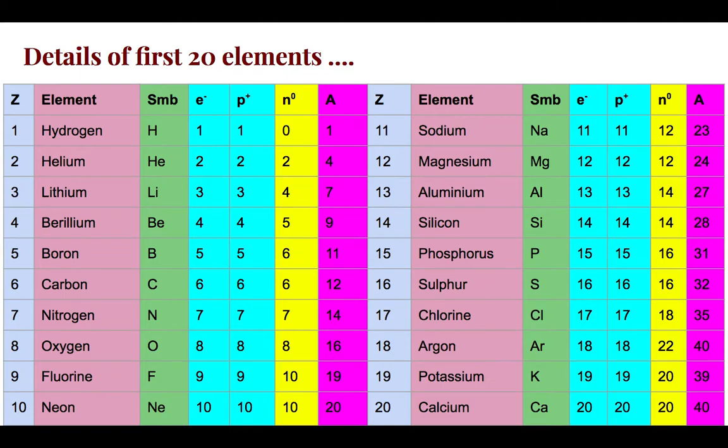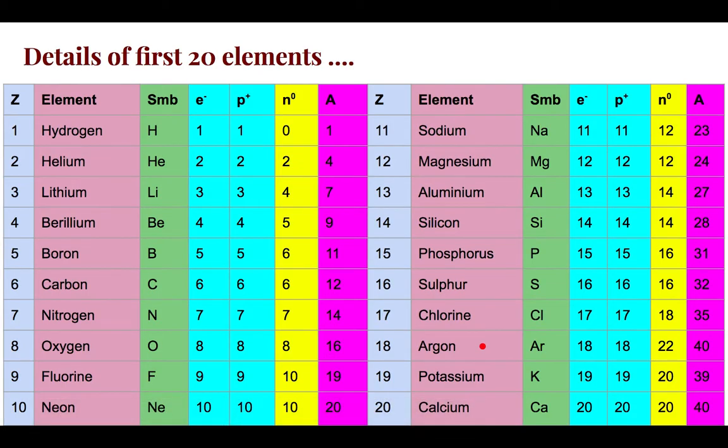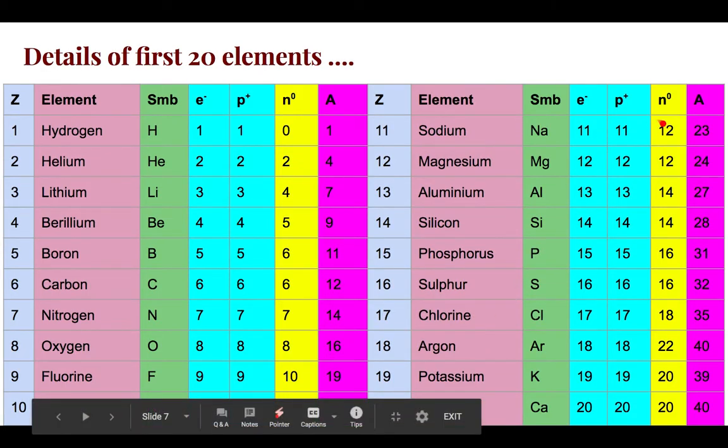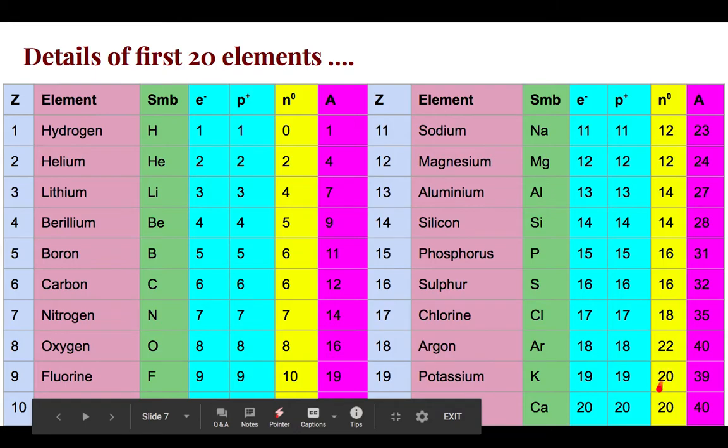For example, in hydrogen, neutron is 0. Helium has 2, so it is equal here. Lithium is 4. Beryllium is 5. Boron is 6. And carbon is 6. Nitrogen has 7. Oxygen has 8, fluorine has 10, and neon also has 10 neutrons. Sodium has 12 neutrons. Magnesium also has 12. Aluminium has 14. Silicon also has 14. Phosphorus has 16 neutrons. Sulfur also has 16. Chlorine has 18. Argon has 22. Potassium has 20, and calcium also has 20.